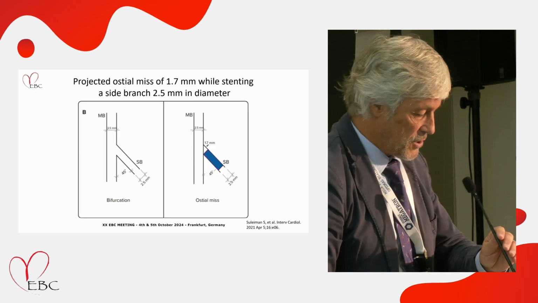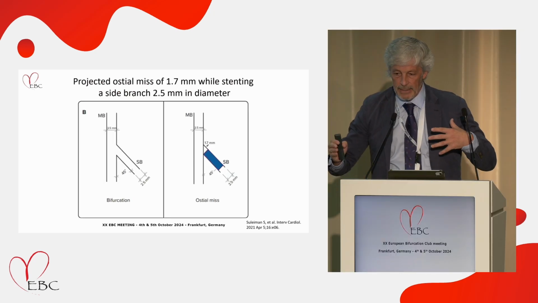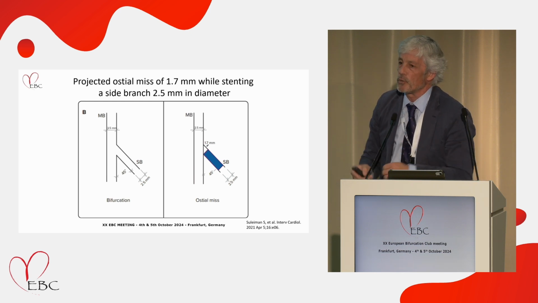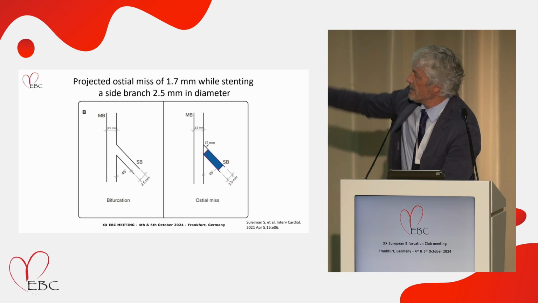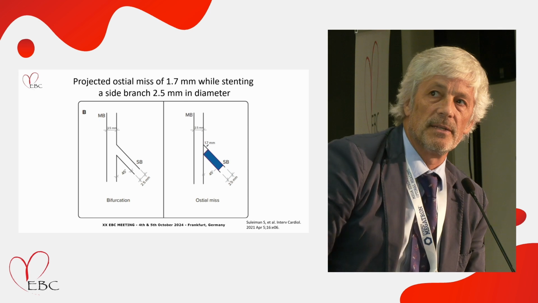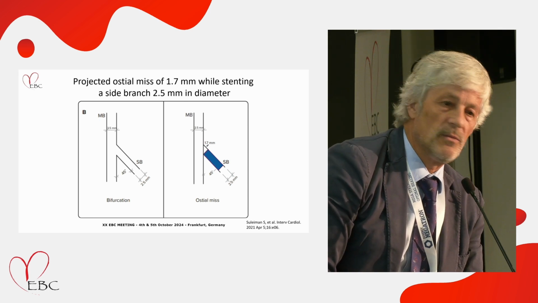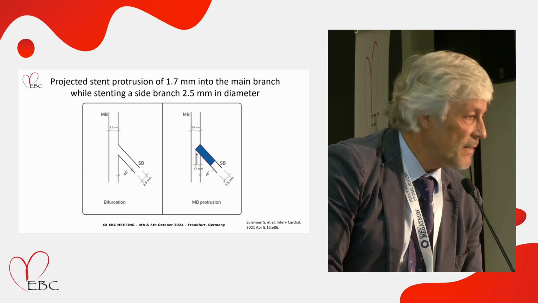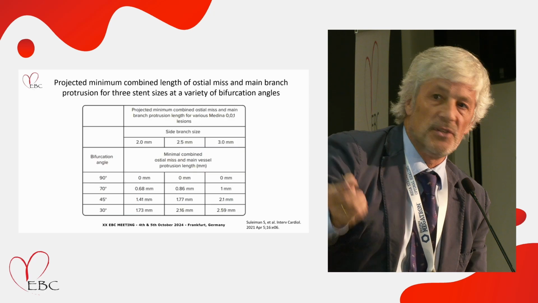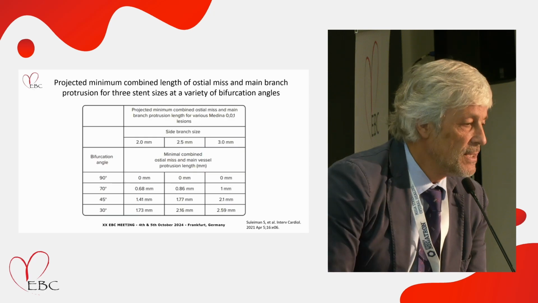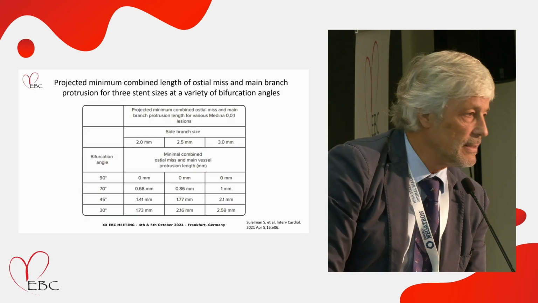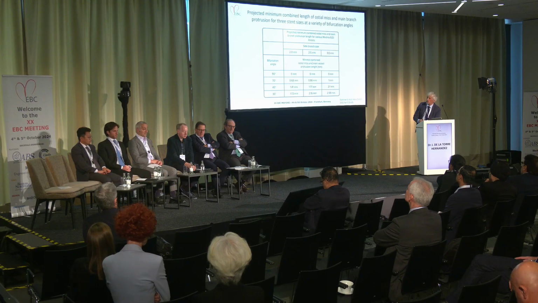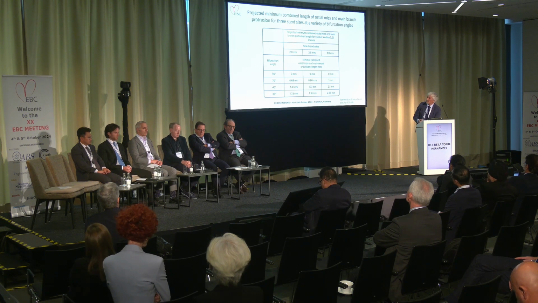In fact, we can also predict the combined length of missing or protrusion, just considering the size of the side branch and the angulation. In this case, we have 1.7 millimeters of missing, or we have the same length in protrusion. In this chart, in this publication, you can see the different combined missing and protrusion lengths according to the side branch size and the angulation. And this is over 1 millimeter once the angulation is less than 60 degrees.